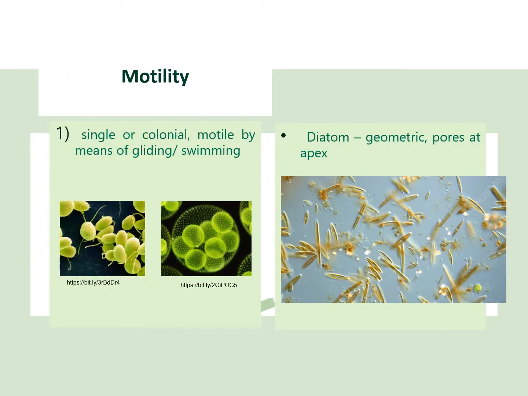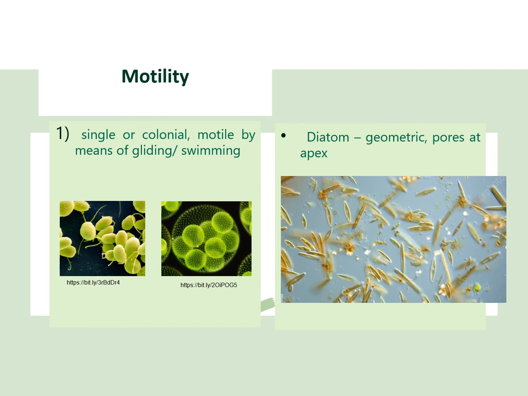Some of the algae are motile, whereas others are non-motile. Those that are motile tend to be microscopic. They can be both single or colonial. They are often motile by means of gliding or swimming. Single-cell algae tend to be twiddling around, and that is because they have a flagella.